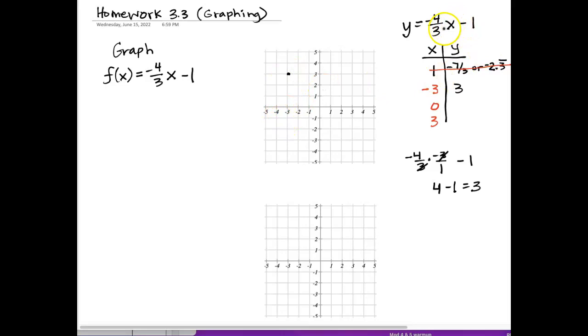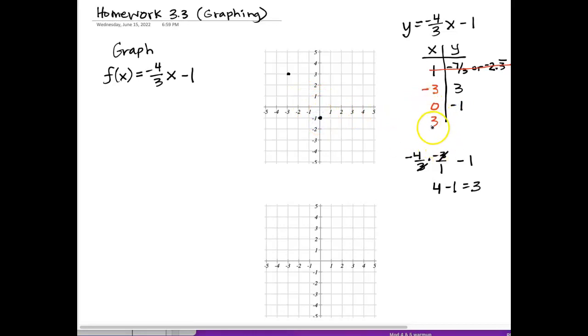Okay. Well, what about putting 0 in, right? 0 is always a good one because if I do negative 4/3 times 0, well, that's just 0 minus 1 gives me a negative 1. So over 0 down 1 would be another point.